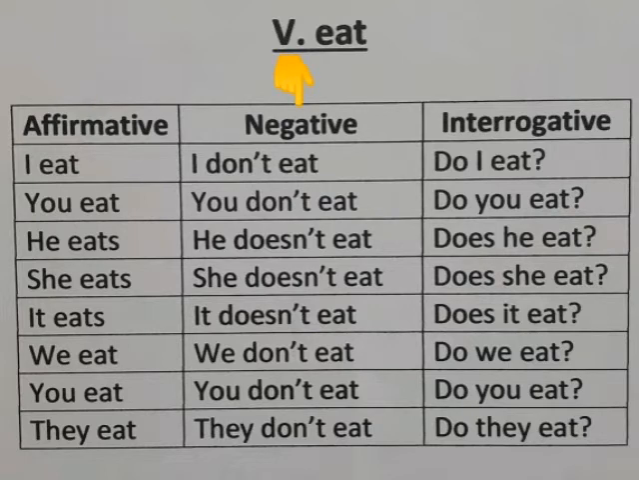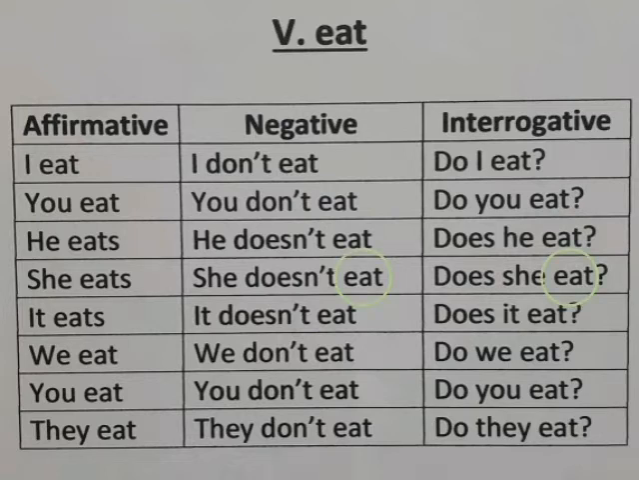Negative. I don't eat, you don't eat, he doesn't eat, she doesn't eat, it doesn't eat, we don't eat, you don't eat, they don't eat. Interrogative. Do I eat? Do you eat? Does he eat? Does she eat? Does it eat? Do we eat? Do you eat? Do they eat? As you see in the negative and interrogative forms, verb eat stays in its infinitive form.